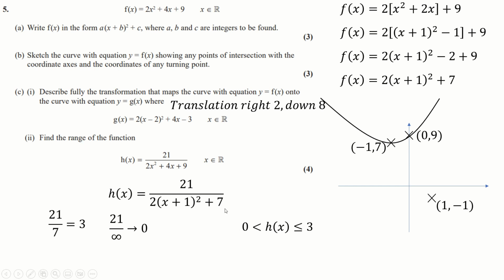And then as we put in other things, as this becomes bigger, we just make something smaller and smaller, and we go towards 0, which will never actually be hit because we can't put in infinity. But we will approach 0, and we'll get something a bit like this.